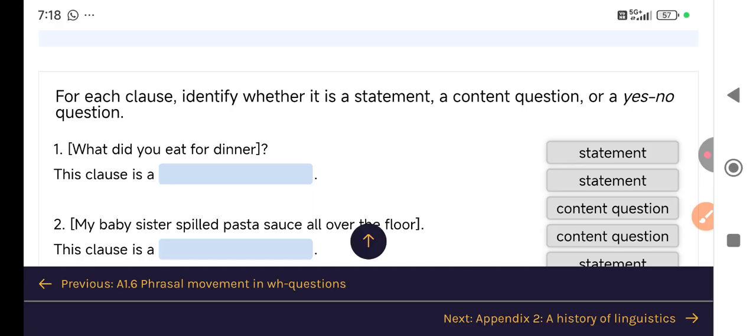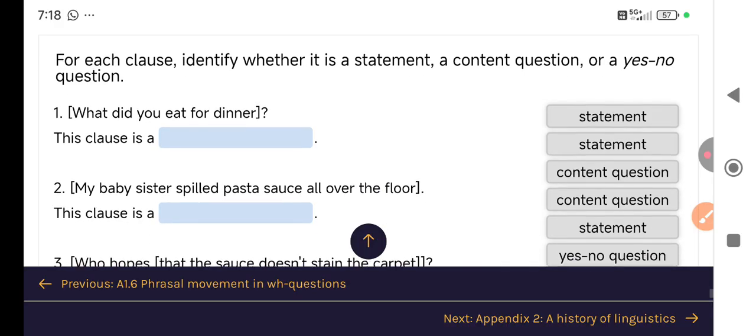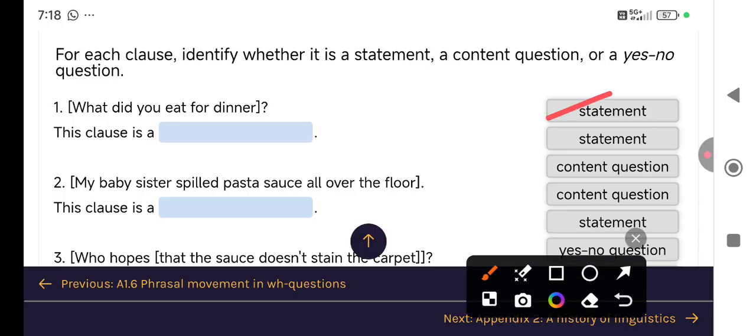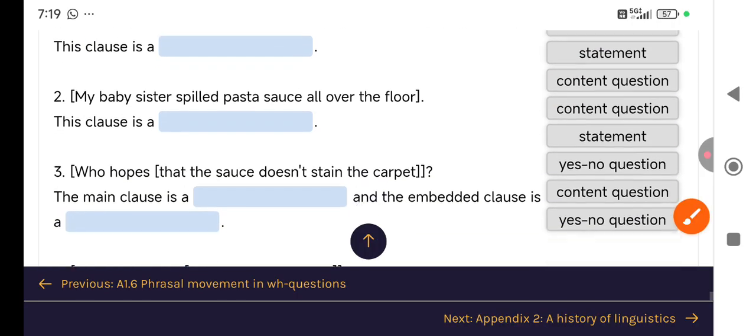So now for each clause, identify whether it is a statement, content question, or yes-no question. What did eat for dinner? So this is a clause. This clause is a statement, right? And then for the second one, this is a content question because it starts with WH, thus the content question. Now moving to the next one.